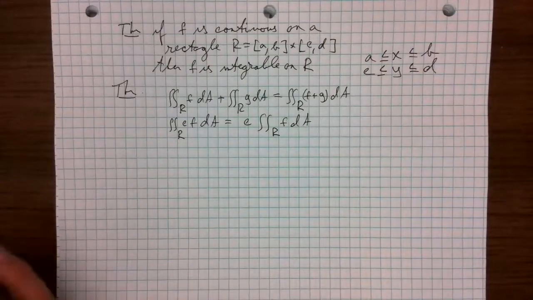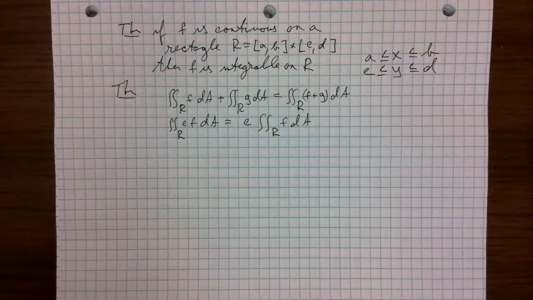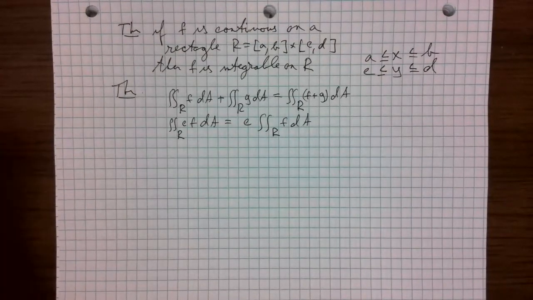All right, so that's useful. We can at least split up our work into smaller pieces, right? If it's a sum of several pieces, we can integrate each piece separately. Similarly, if it's a constant times a function, we can pull out the constant, just like you did in calculus 1.